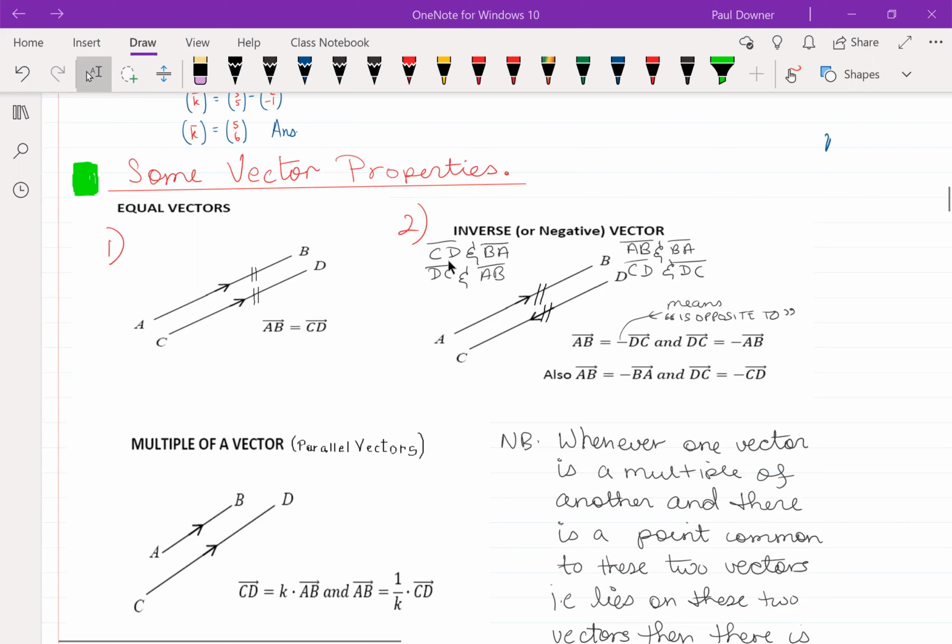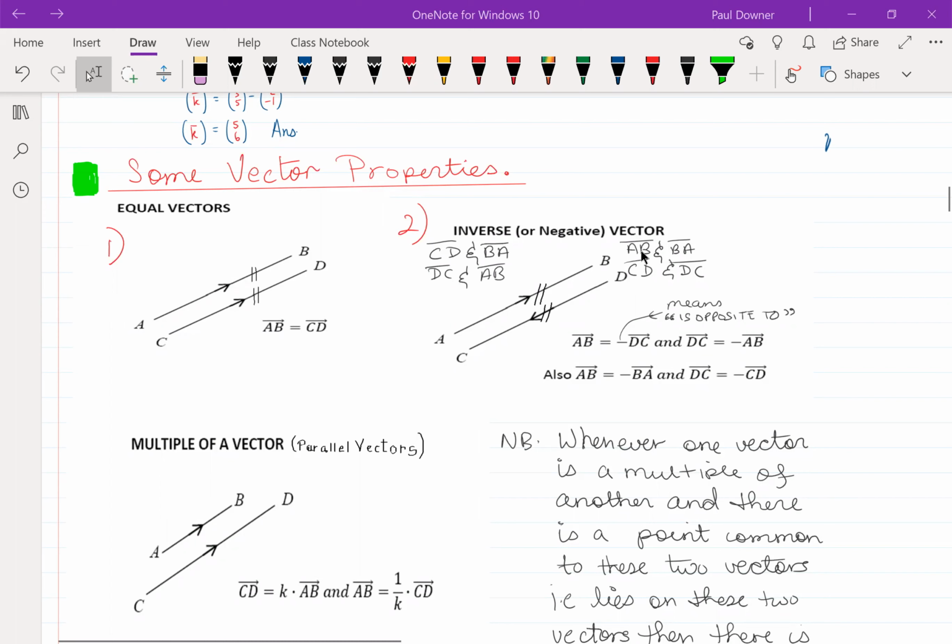So for example, CD and BA are what we call inverse or negative vectors because CD is going this way and BA is going in the opposite direction. So they are inverse or negative vectors. DC and AB. Look at AB. Look at the direction it's going in. That's AB, and look at DC, opposite direction. So DC and AB are inverse vectors.